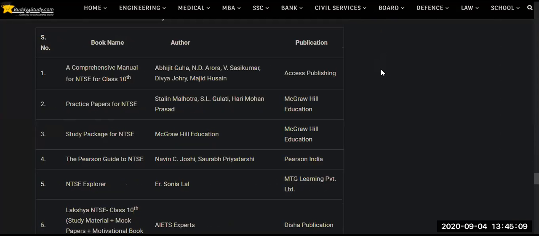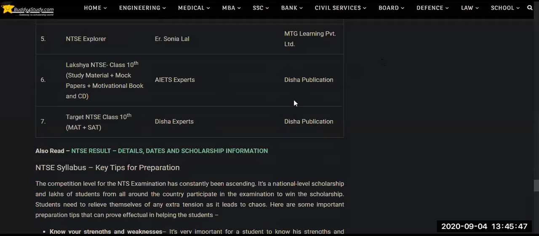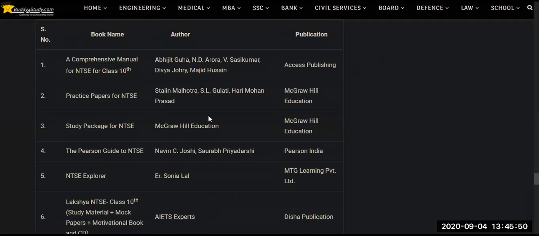I have already told you at the start of the class that you can have any book. Some books that I have suggested are this NTSE Explorer, then the TMH book. There's a difference between these two books: one is just test papers, and this one has theory and practice problems. Or you can just use the MTG one. I hope those who are serious enough might have this book already. You can also have the Disha Publication book, but I have seen these two books and they are fine.